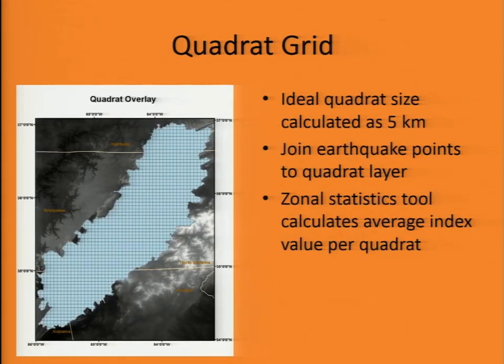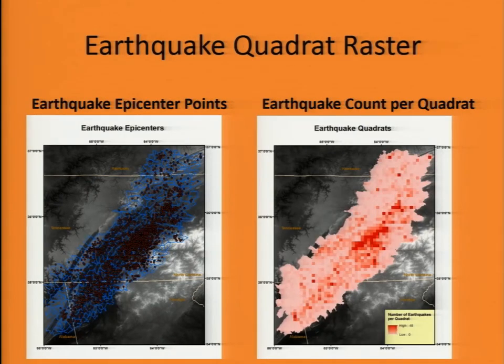And here's a graphic. It's a lot easier to see what I'm talking about here. We have this grid, and the ideal size was calculated as 5 kilometers by 5 kilometers. We take our earthquake points and join those to each of these quadrants, and then using the zonal statistics tool, we combine that with hypsometric integral values and the slope area relationship values to reduce the level of noise in those raw pixel data values.